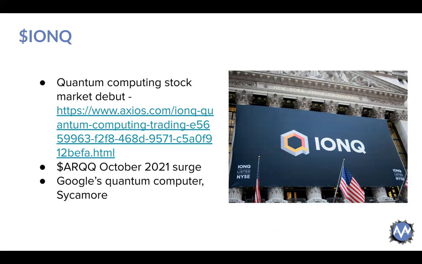In the year 2021, there were many news stories about quantum computing, and some of the news drove the stock price of ARQQ, another quantum computing stock, to go up in October 2021. By looking at the reactions to ARQQ news and Google's quantum computer Sycamore news, we could have anticipated IonQ's surge. Do you guys have any questions specifically on IonQ?